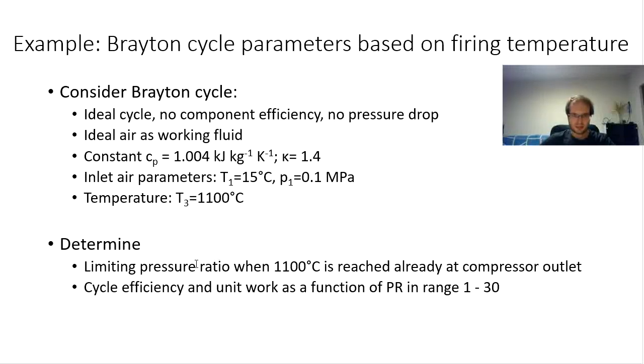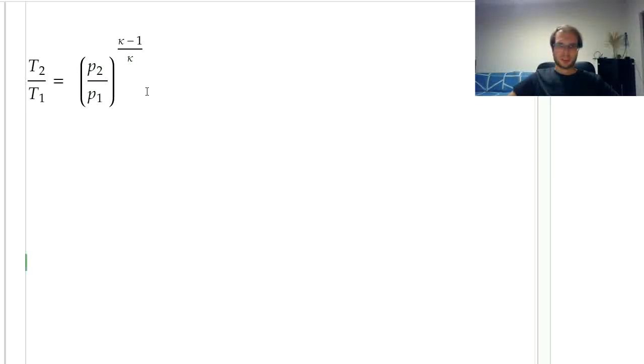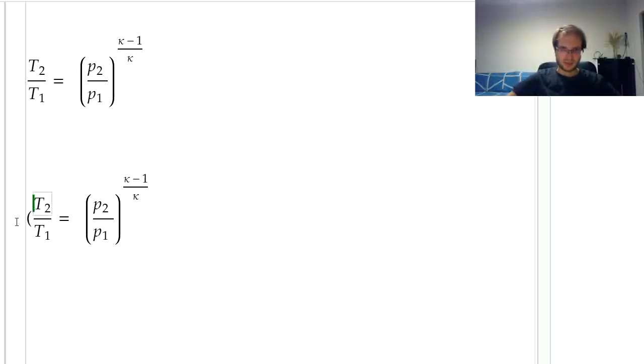Now our task is to get at first the limiting pressure ratio when this temperature 1100 would be reached already at the outlet of the compressor, and then get the parameters as cycle efficiency and unit work as a function of the pressure ratio in the range of pressure ratios 1 to 30. So for the limiting pressure ratio, let's use the expression over here and just transform it in the way that we will get the exponent to the left hand side.